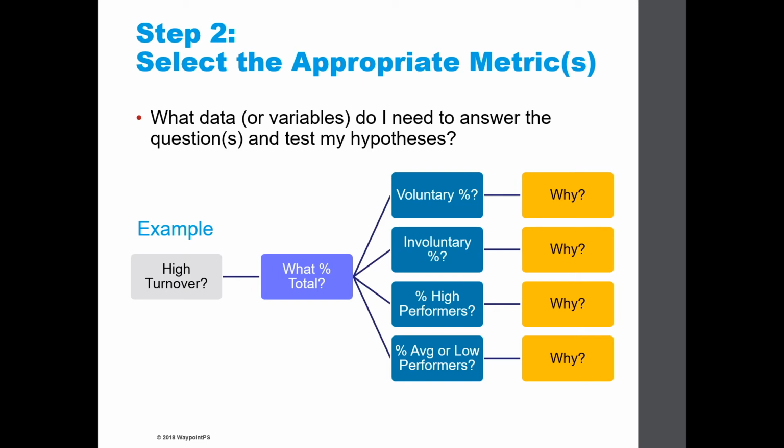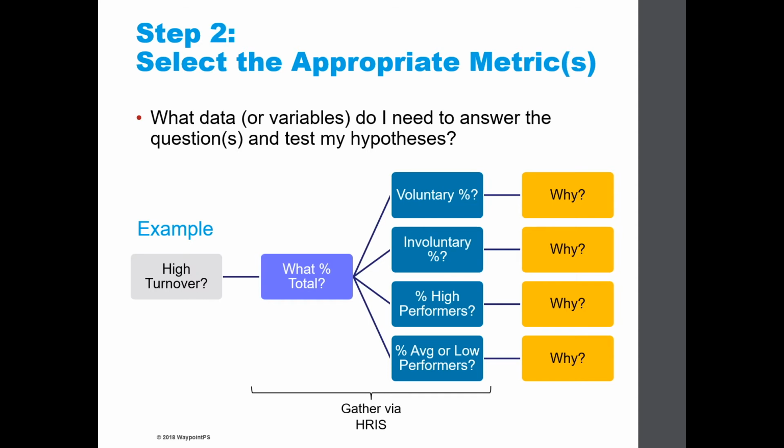To determine what percent of the total, what your turnover percentage is, you can get that information from the Human Resource Information Systems, HRIS. Usually it's just a database that HR professionals keep, information related to their employees.